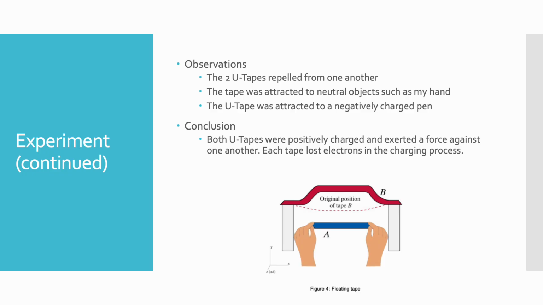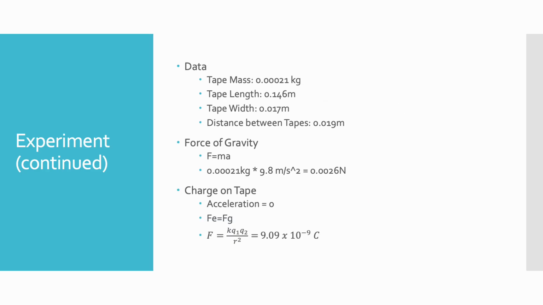During this experiment, I observed that the two U tapes repelled from one another. The tape was attracted to neutral objects such as my hand, and the U tape was attracted to a negatively charged pen. I concluded from this experiment that both U tapes were positively charged, and they exerted a force against one another, and that each tape lost electrons in the charging process.